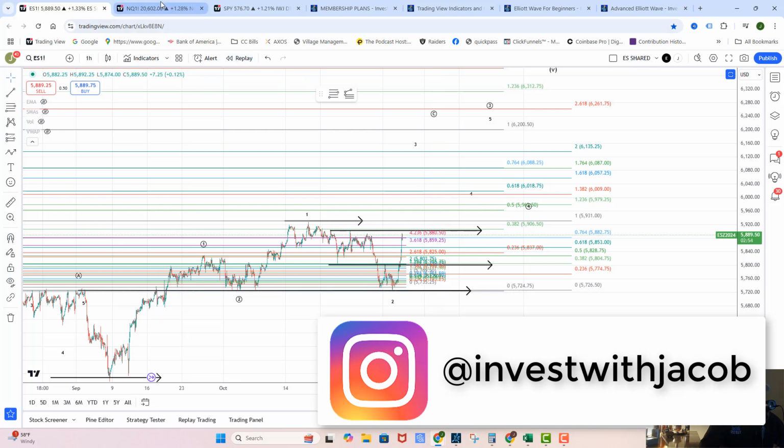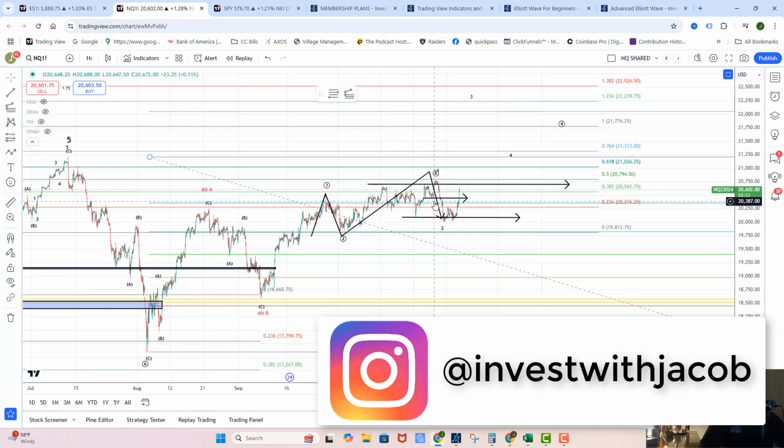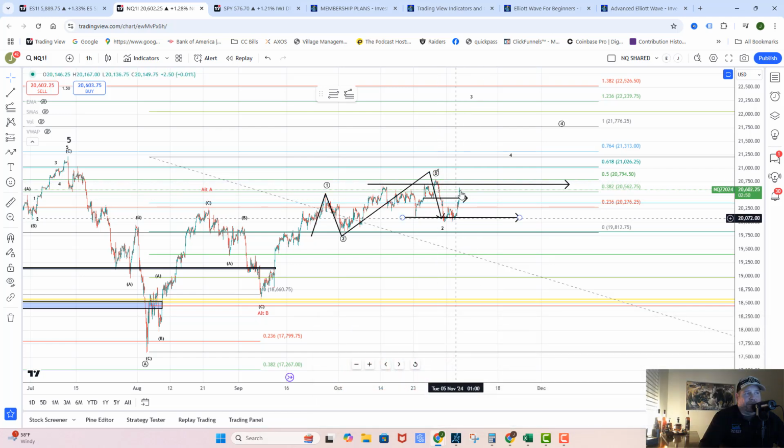Over on the NASDAQ, we do have the potential for them to be in this bigger 1212, and they are starting to break out. We would like to see them push back over this B wave high at about 20,786. If they break through that, we look for consolidation around 21.0 to 21.3, and then a push up towards 22,239 after that, and then overall target upwards of 23,000.